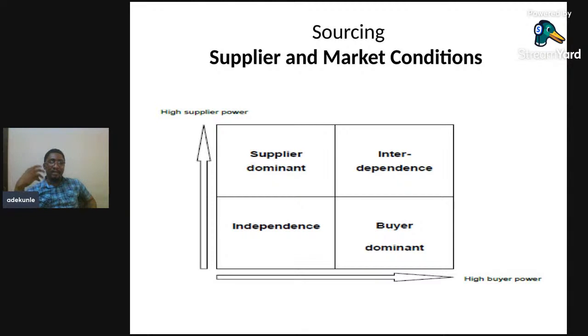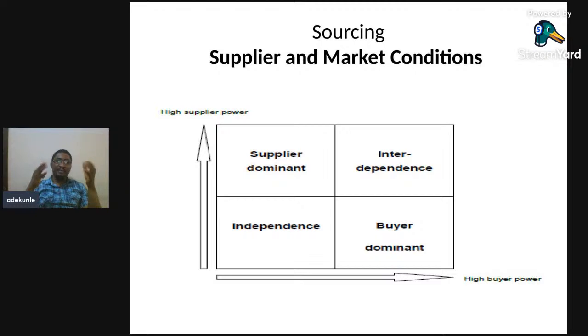Let's look at the concept of the market condition when you're buying a product. If you look at this chart, it shows that there are about four different metrics determined on two things. One, remember Porter's five forces: supplier's power and buyer's power. If you work in an environment where the supplier power is low and the buyer's power is low, in that economy you have independence.